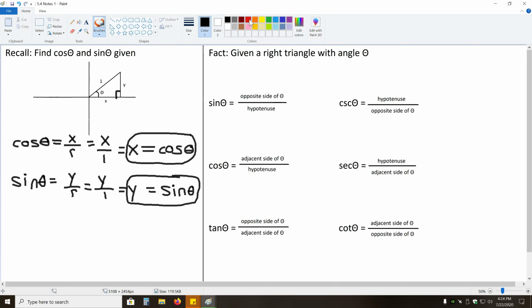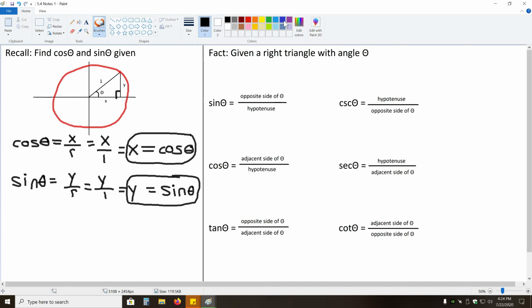Now, what if we went back to that problem and we took this length of 1, this hypotenuse, and we held it exactly in place and rotated it all the way around the origin, just like so, and created a circle of radius 1? Would the cosine of theta and sine of theta values change at all? The answer is no, they would not change. Cosine of theta would still be x, sine of theta would still be y.